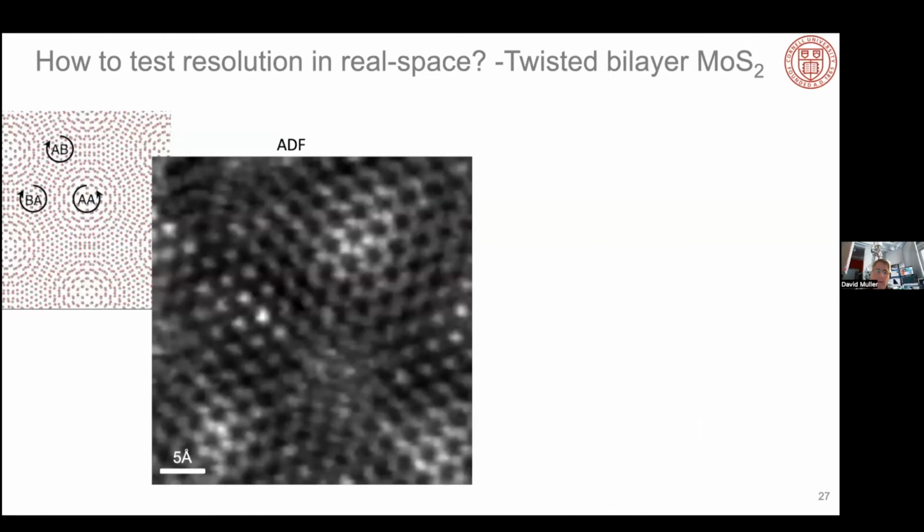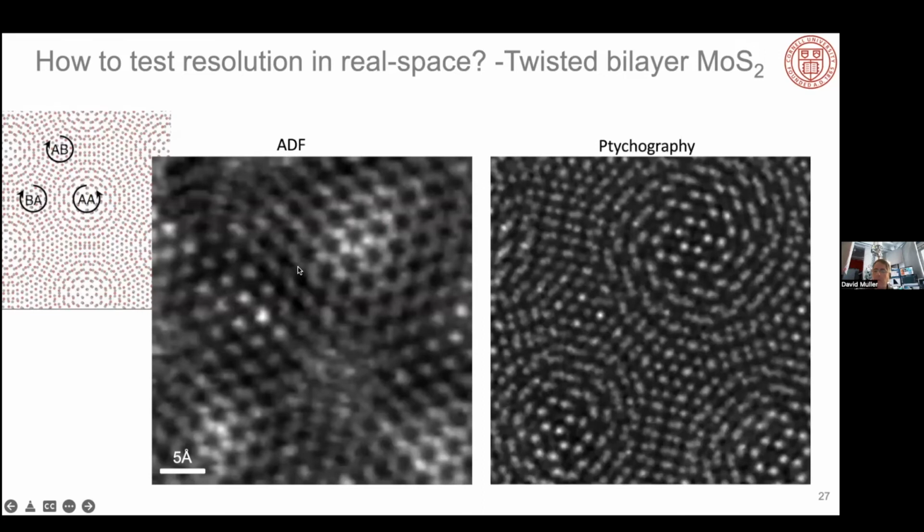So look at the traditional electron microscope image. It's a little blurry, except where the atoms are on top of each other. The rest of the moire is a bit hard to figure out. Here's what ptychography does. It pulls it out beautifully. And if you look at some of the atoms that get closer and closer together, you figure out which ones no longer look like a round dot, and that will give you the resolution in real space. Again, it's about 0.4 angstroms.